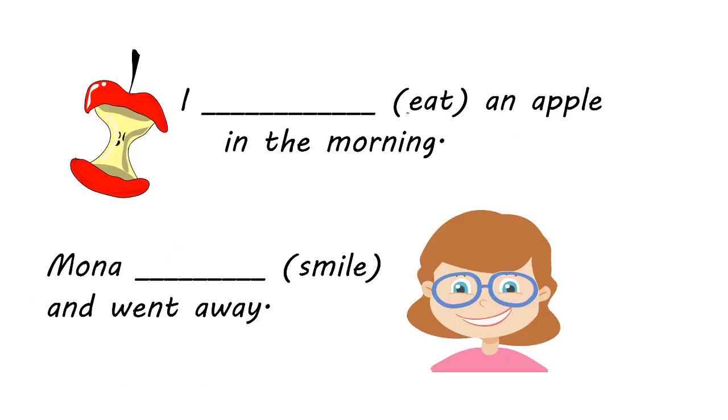So I dash an apple in the morning. The past tense for the verb eat is ate. So I ate an apple in the morning. Mona dashed and went away. The past tense for the verb smile is smiled. So Mona smiled and went away. So this is easy, right? We just need to add the verb in its past tense.